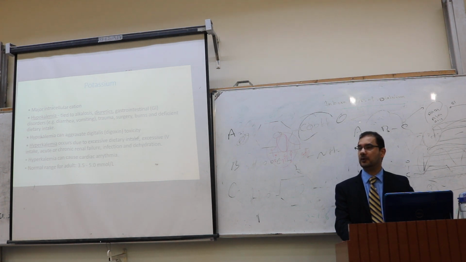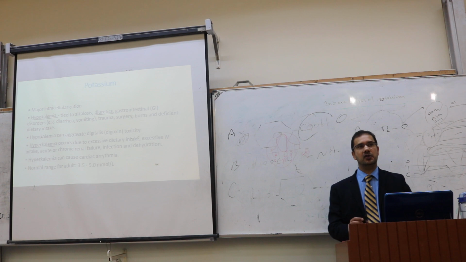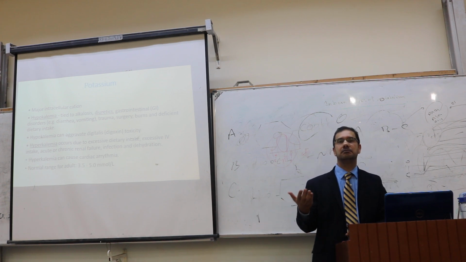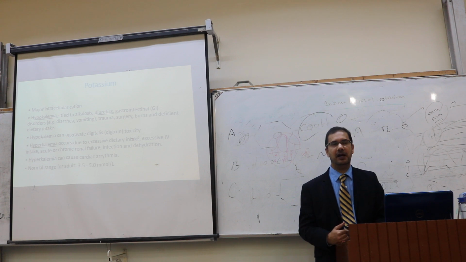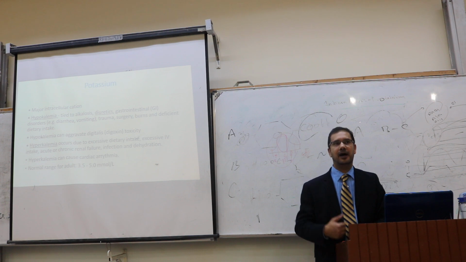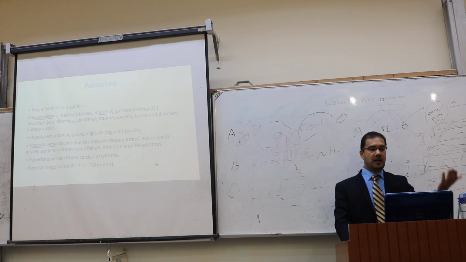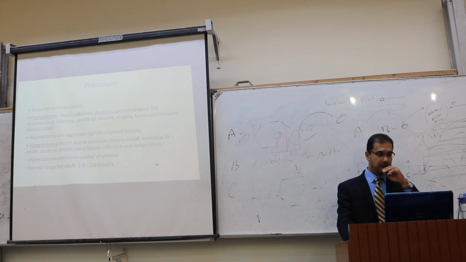Potassium. What do you think about potassium? Why is it important? It's an electrolyte. It's related to the heart function. So hyperkalemia may cause what? Cardiac arrest. Arrhythmia. What do you mean by arrhythmia? Abnormal heart rhythm. So hypokalemia and hyperkalemia are both related to cardiac problems.